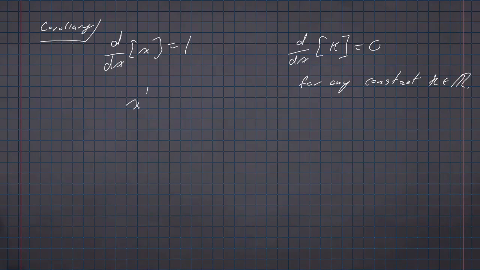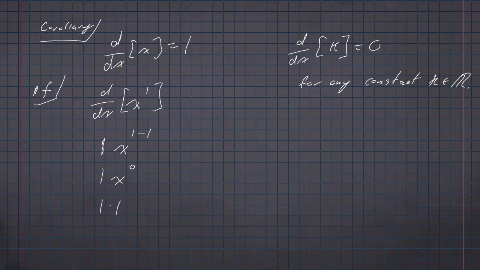So the derivative of that will be n, which is 1, times x to the n, which is 1 minus 1. So we have 1 times x to the 0 power. And anything to the 0 power is 1. So we have 1 times 1, which is 1.